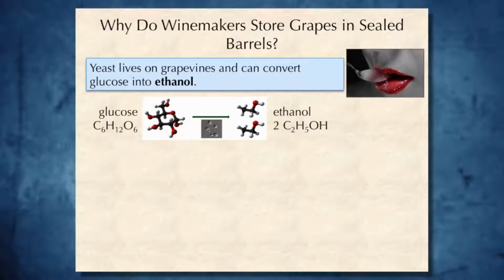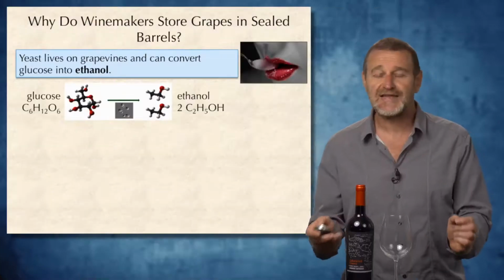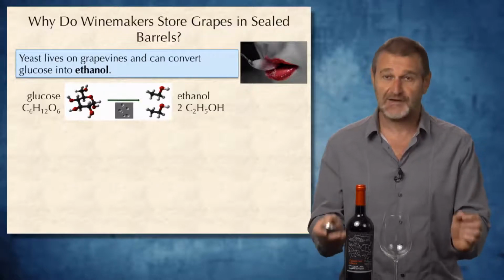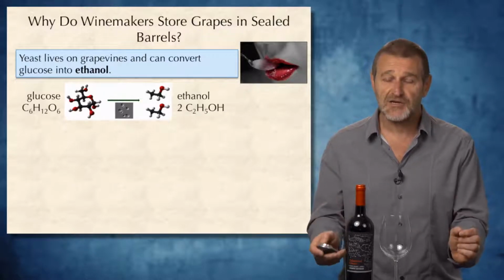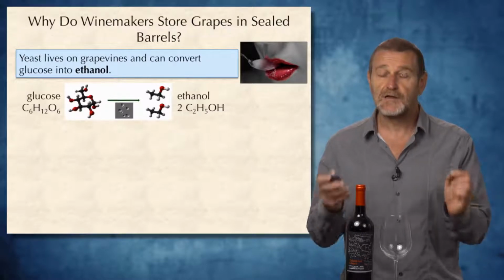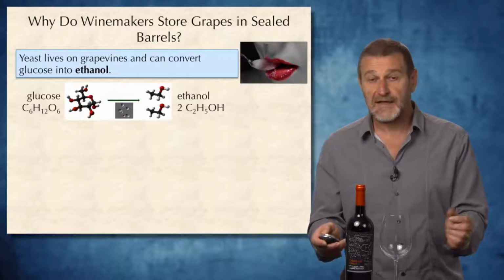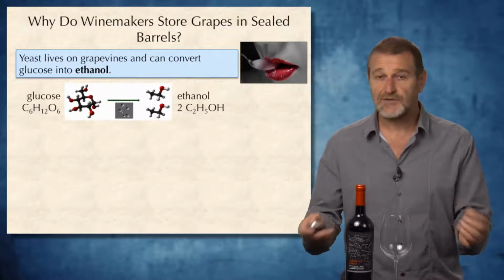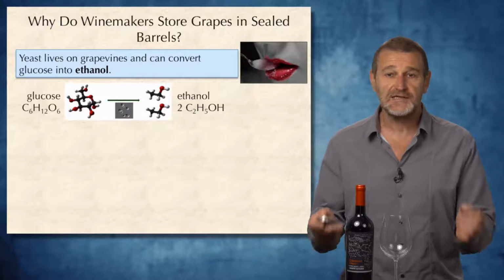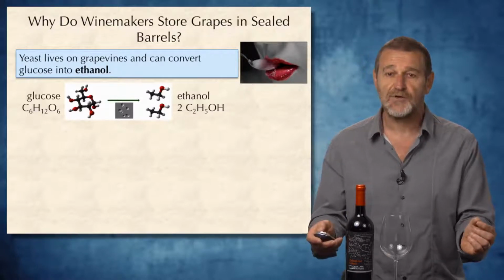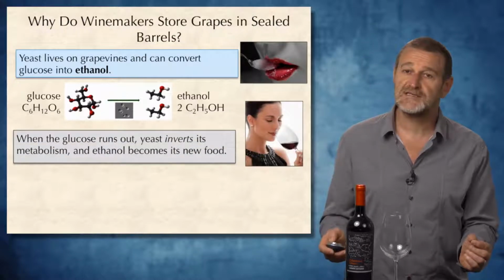And my next question is, why do we store grapes in sealed containers to make wine? It doesn't appear to be necessary, because yeast live on grapes and they have a natural ability to transform glucose in grapes into ethanol. And therefore, it looks like the only thing that is needed to make wine is simply to crush grapes and let yeast do their job. However, it's not that easy.